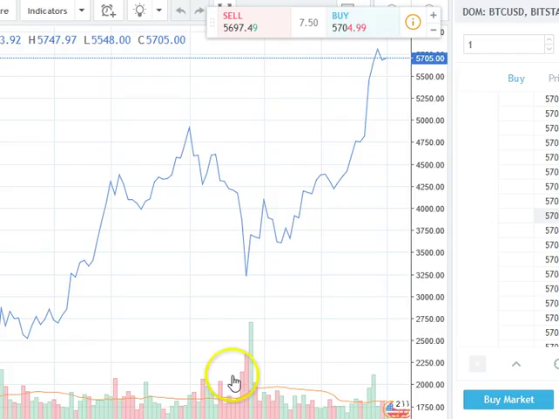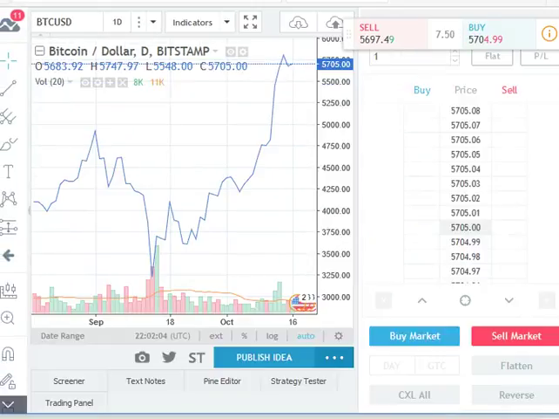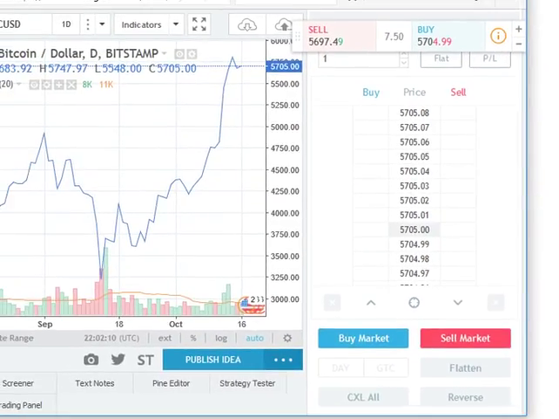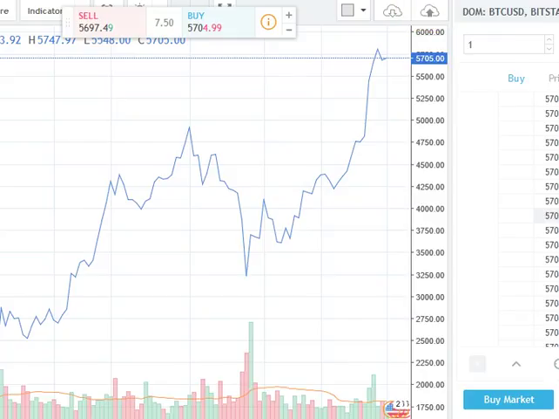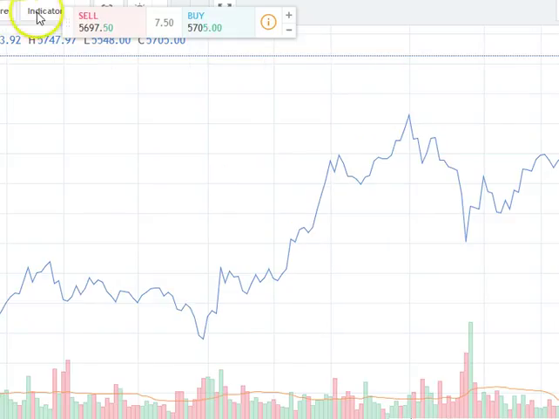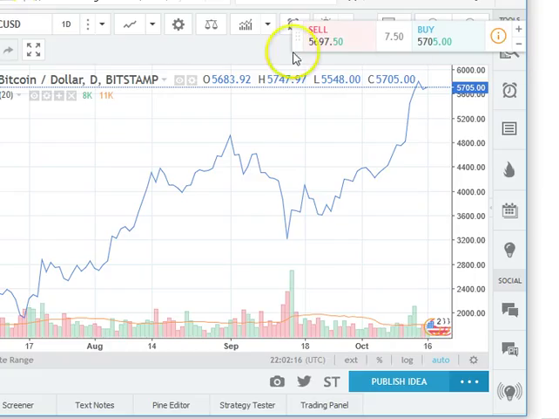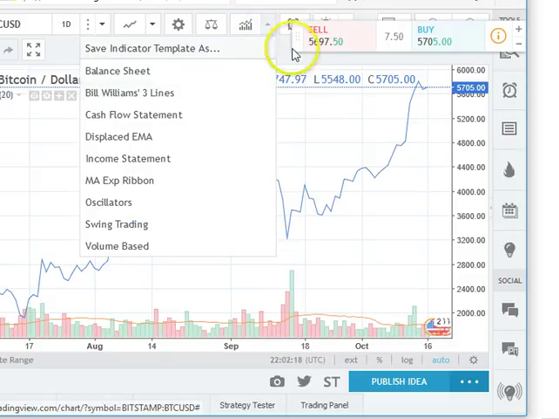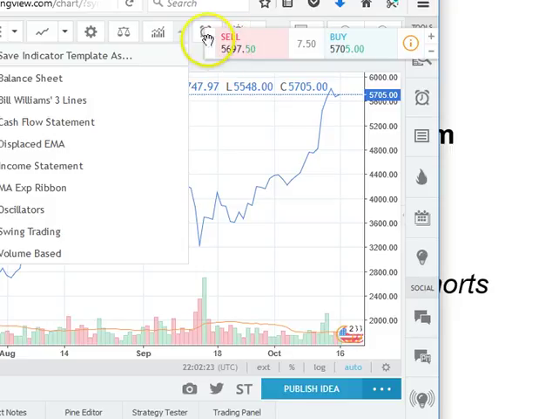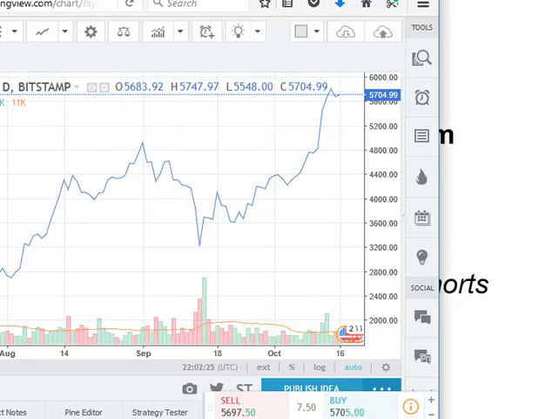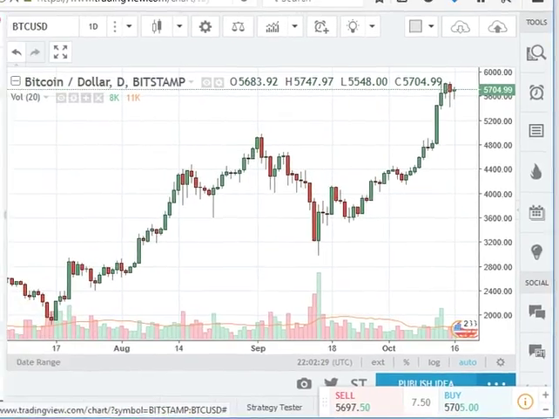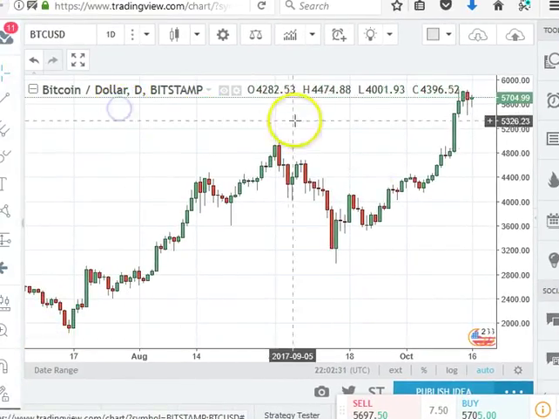So starting off with Bitcoin, I've got a Bitcoin chart here. Now I've got my Bitcoin chart set up. I like to use candle charts. Let's get rid of the volume indicator.